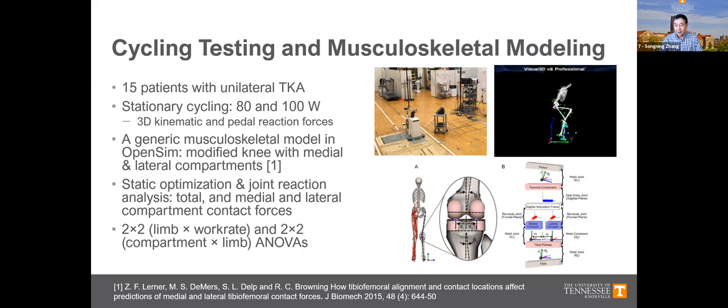Then we used a generic musculoskeletal model with modified knee joints in OpenSim. In the simulation, we used static optimization to estimate muscle activation and forces, and joint reaction force analysis to estimate total knee contact force and medial and lateral compartment contact forces. For statistics, we ran two separate 2x2 repeated measures ANOVAs.